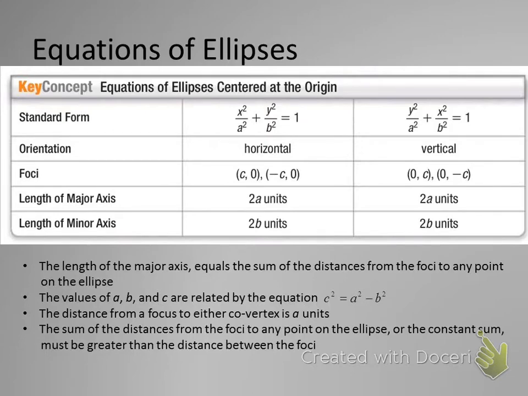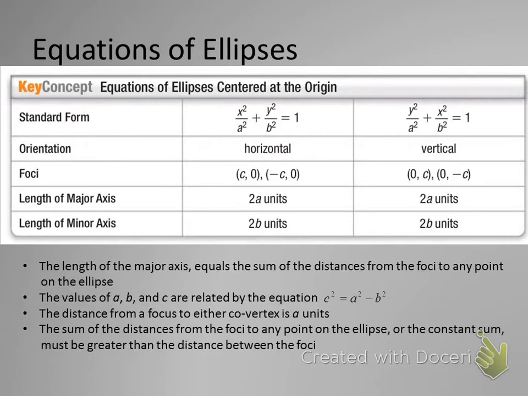Now, let's flip to the other side. Your other side is whenever you're oriented vertically. That standard form is y squared over a squared plus x squared over b squared equals 1. It's different from your horizontal orientation because, number one, y squared goes first.